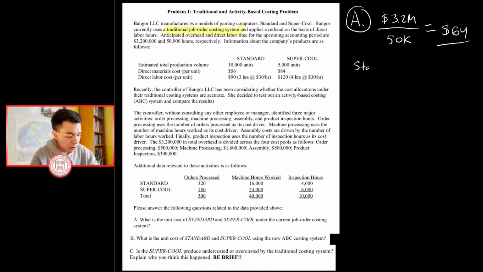Whenever you're doing traditional based costing, that's the very first thing you want to do. And now we have to cost the products out, right? They want us to do standard and super cool. So I'm going to start out with standard first. So standard.